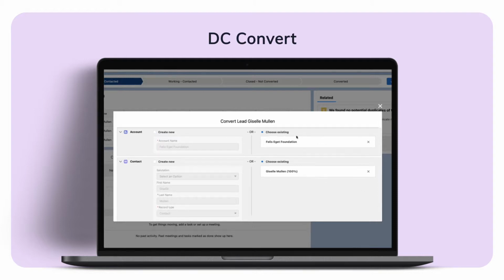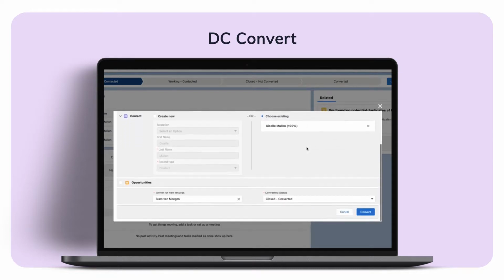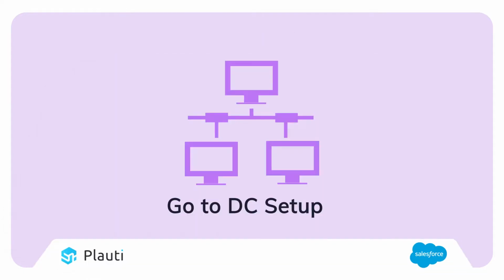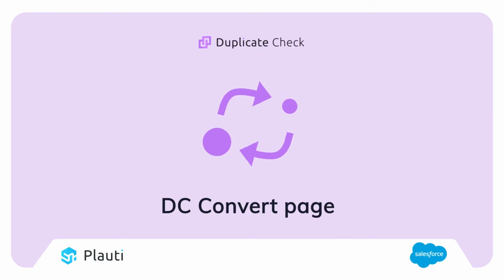In the process of converting a lead, we give the option to create an opportunity. To create one, click on the checkbox before Opportunities to show the additional fields. It's possible to show the additional opportunity fields by default when opening the page. To do that, go to the DC Setup, Settings. On the DC Convert page, default setting for the creation of opportunity.